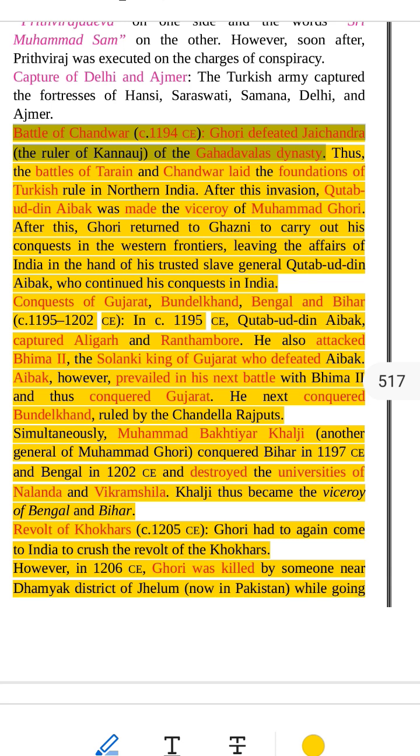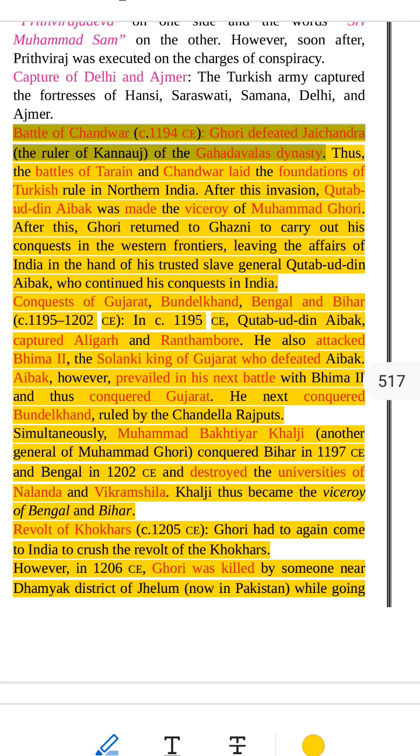Aibak, however, prevailed in his next battle with Bhima II and thus conquered Gujarat. Aibak, however, equals but later. Prevailed was won. In his next battle, in the next fight with Bhima II, the same king of Gujarat, and thus conquered Gujarat, so he finally took control of Gujarat. Simple idea. Aibak lost the first time, but didn't give up and won later.